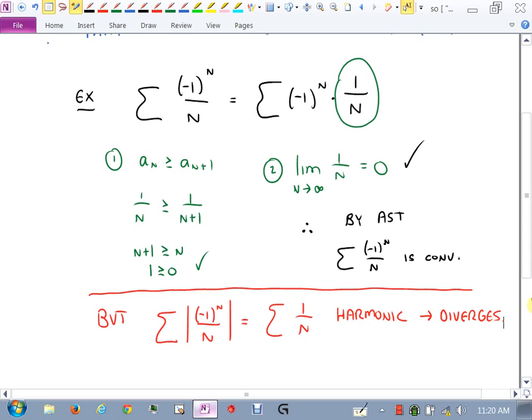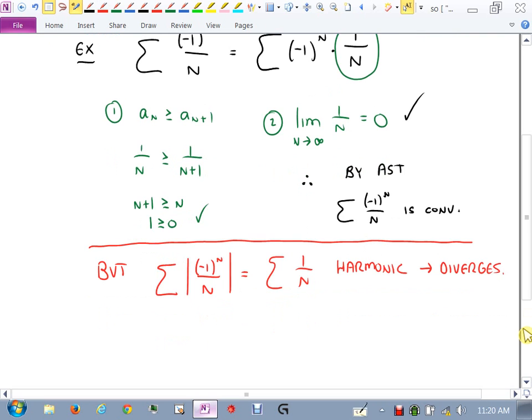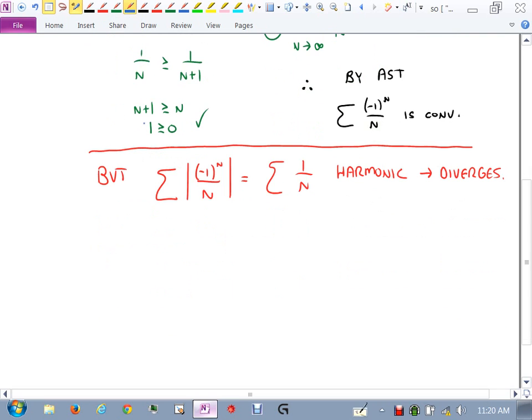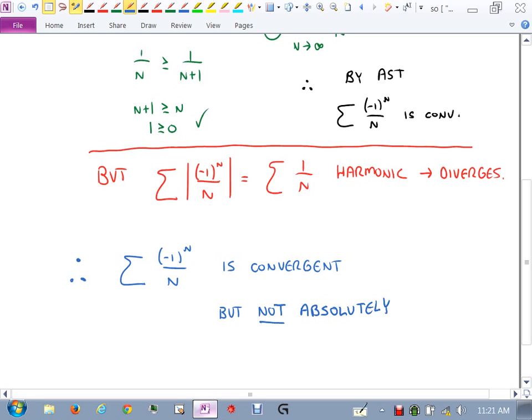So, I mean, we have a final conclusion here. We can talk about this series. Therefore, the series (-1)^n over n is convergent, I'll be less lazy here, is convergent, but not absolutely convergent.